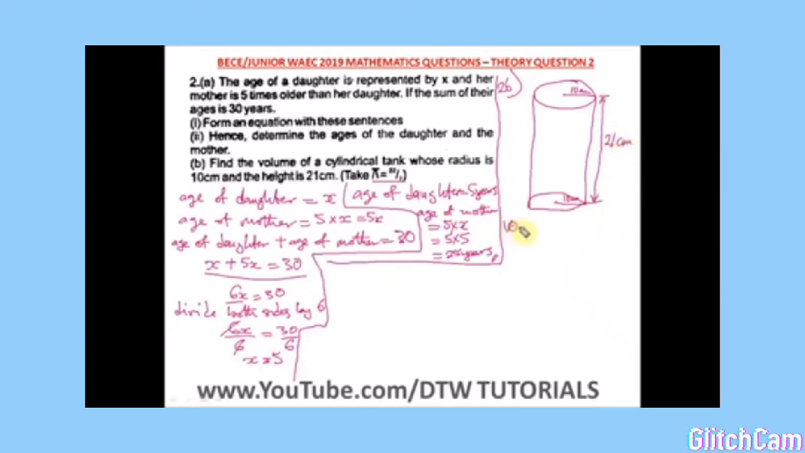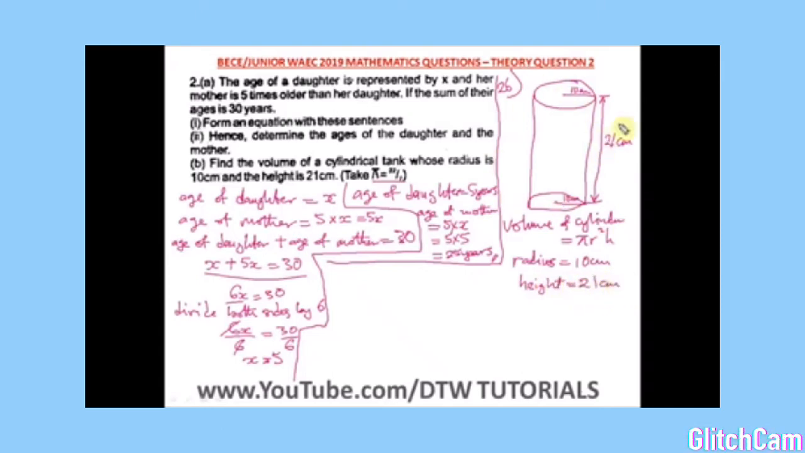The volume of a cylinder. I hope you remember the volume of a cylinder. Volume of a cylinder is equal to pi r squared h, where our pi has been given to us as 22/7. Let us write down, where r is equal to 10 centimeters. I have to write it down in full, where our radius is equal to 10 centimeters, and our height is equal to 21 centimeters.